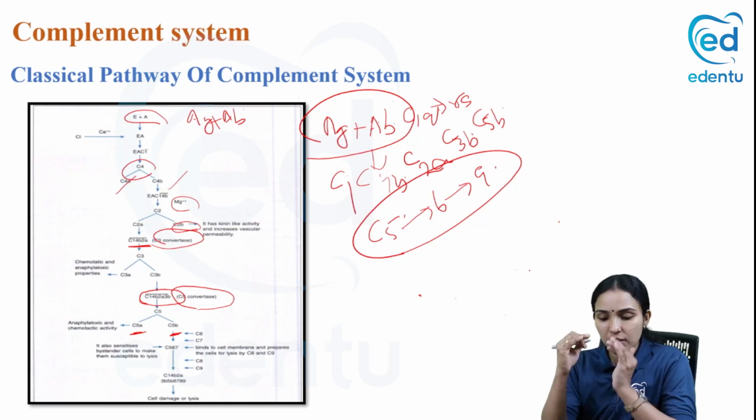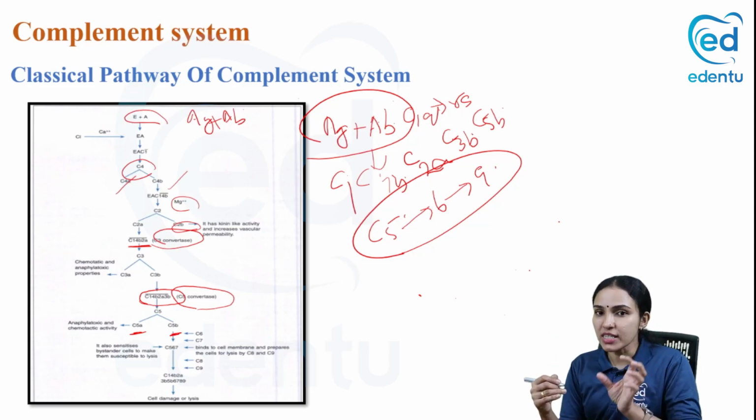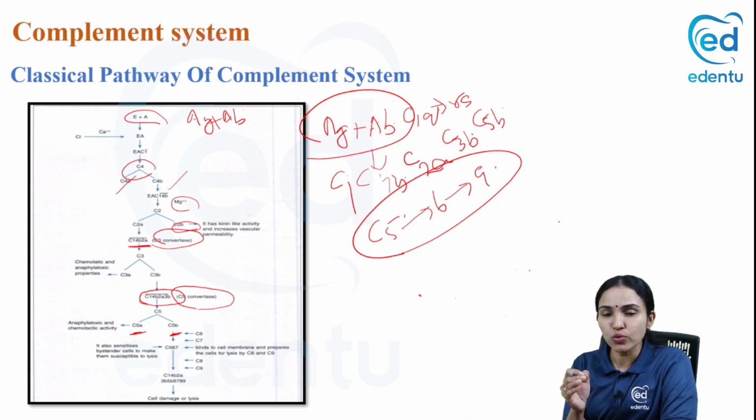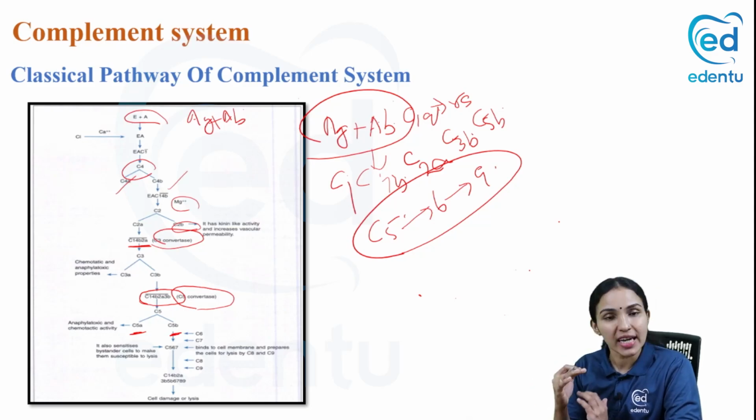So the pathway which we mentioned from C1 to C9: after 1 it is 4, then comes 2, 3, 5, 6, 7, 8 and 9. The last part, after C5 convertase formation: when 5 gets activated, it triggers the activation of all the other components like 6, 7, 8 and 9.